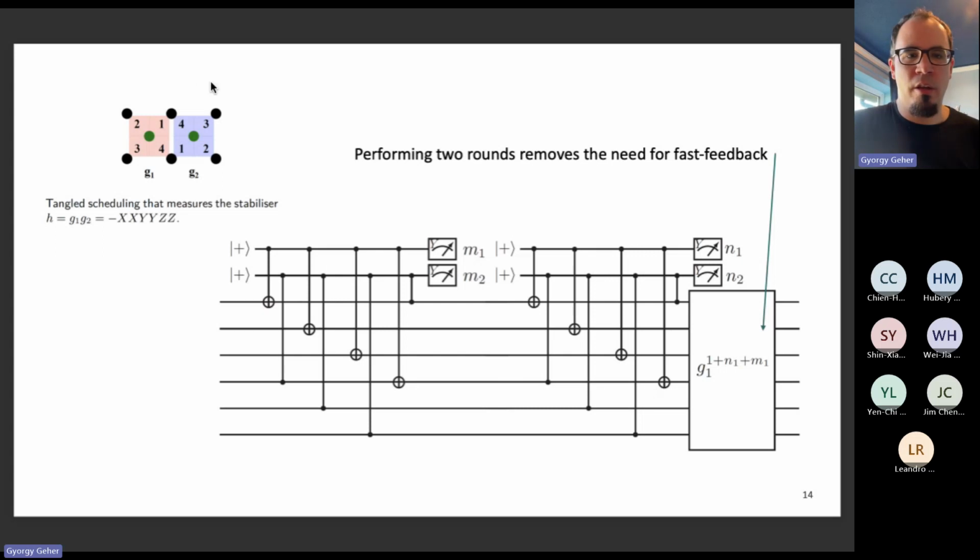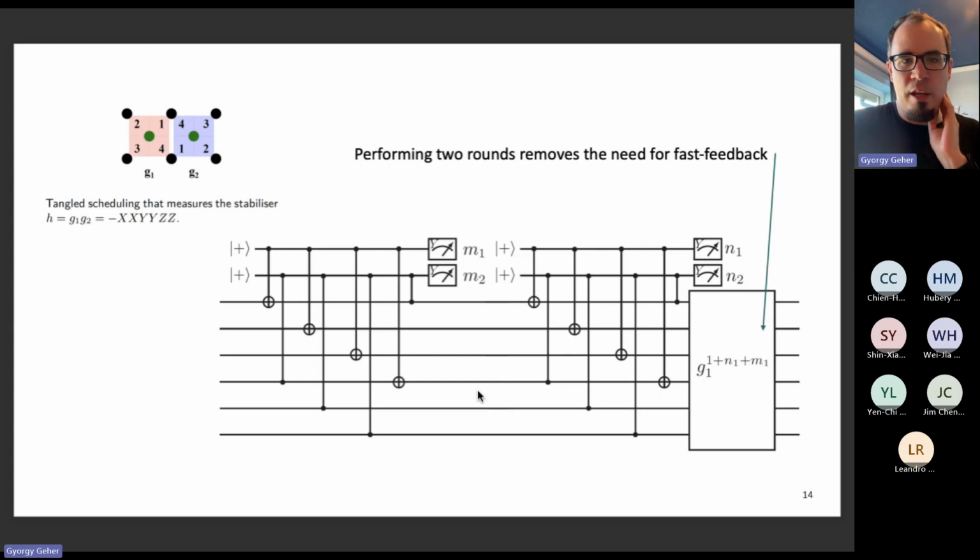And also, even though I will not talk about it here, we can do this not just for a pair of plaquettes, but for many plaquettes, many stabilizers. And again, 2 rounds is always enough to have a Pauli correction.